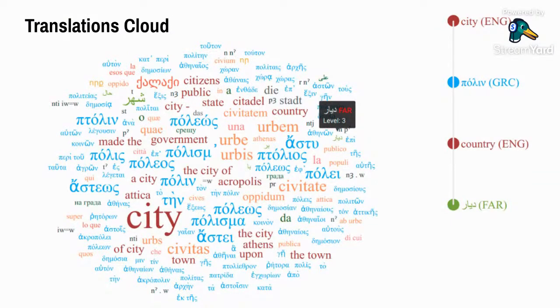So one application of this graph database is to create what we call a translations cloud. You can enter a word, for example, the word city in English, and then you get the related translations. Most of these translations are not direct translations or direct alignments, but by using the graph structure, we could reach, for example, the translation in Farsi, which is called DR, at the third level. So city is connected with polis, polis is connected with country, and country is connected with DR. So we reach DR from city through polis and country.